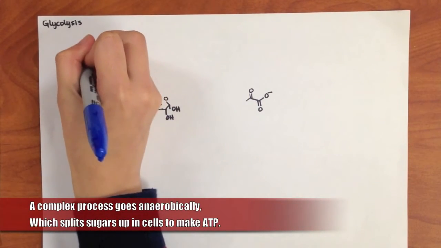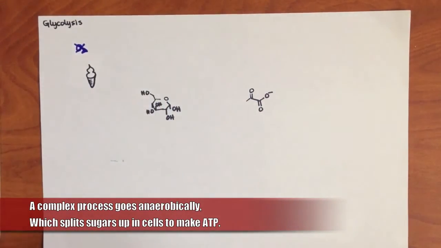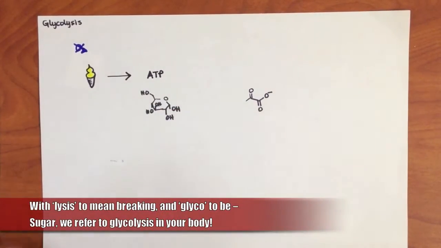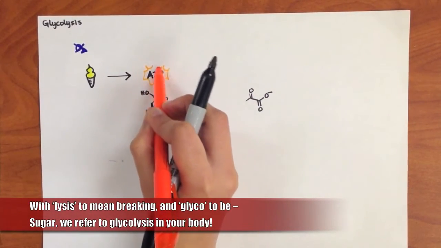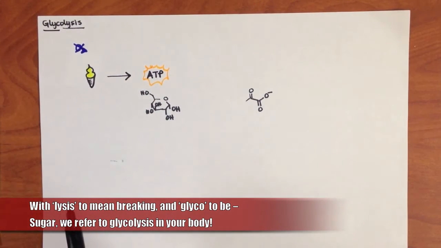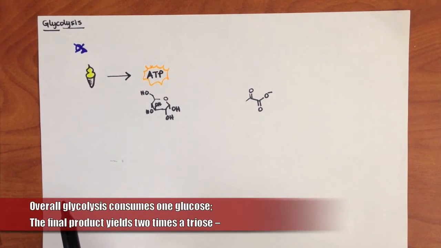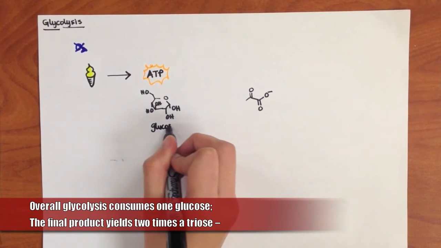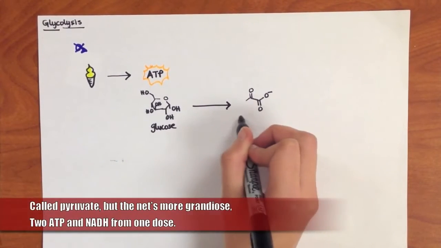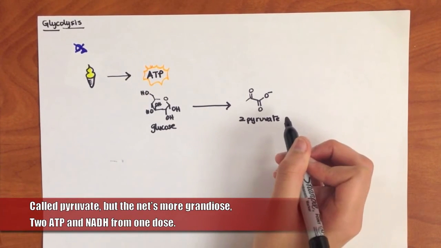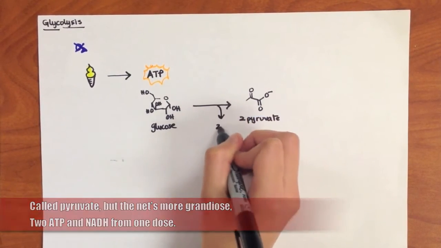Complex process goes anaerobically, which splits sugars up in cells to make ATP. With lysis to mean breaking, and glyco to be sugar, we refer to glycolysis in your body. Overall, glycolysis consumes 1 glucose. The final product yields 2 times a triose, called pyruvate, but the net's more grandiose, 2 ATP and NADH from 1 dose.